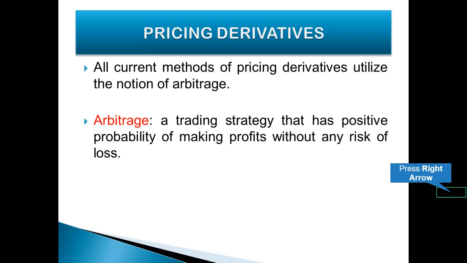If there is such a process, then everyone will go in that process, so someone will lose. The market collapses. So it cannot be that there is some strategy where you can have arbitrage. All the derivative pricing, all the options pricing, will utilize the notion of no arbitrage. If there is no arbitrage, then it's okay.